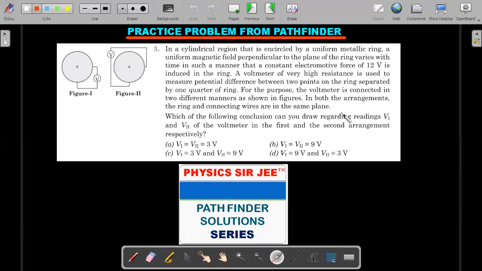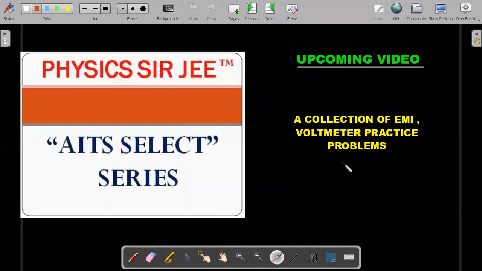Apart from that, within a week's time, I'll give you the AITS select series, in which a collection of problems on EMI and voltmeter practice will be done. There the questions would be slightly more typical than what we have seen. The ones that I've covered here are basic concepts, and they have a better chance of coming in the JEE exams, whereas AITS select questions will be slightly tougher, but will improve our concepts. So we'll take up that collection in the next AITS select series.